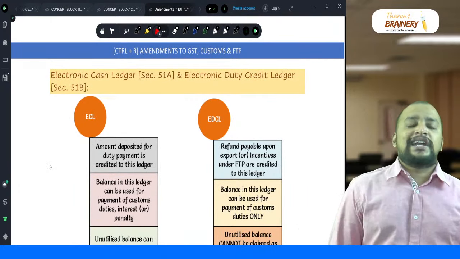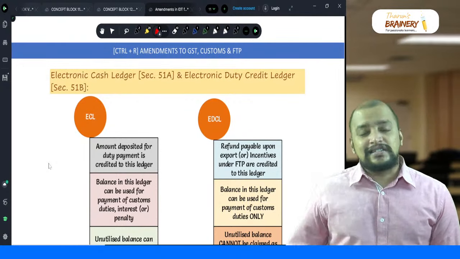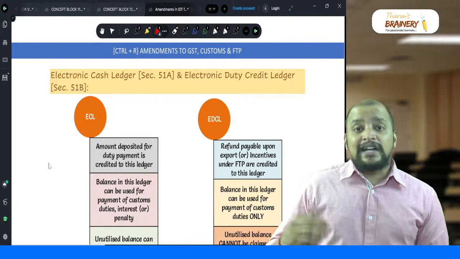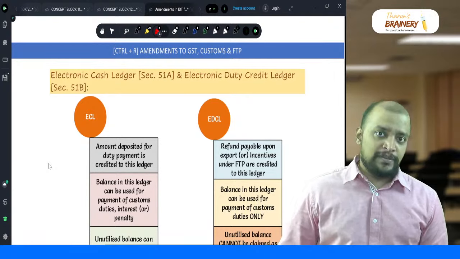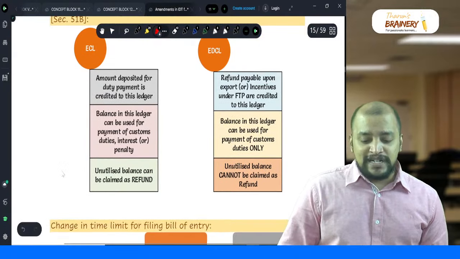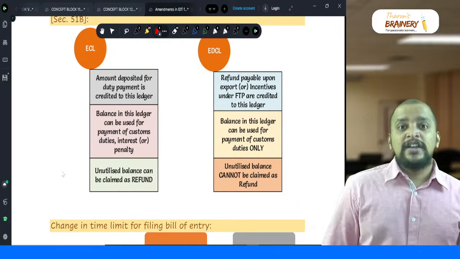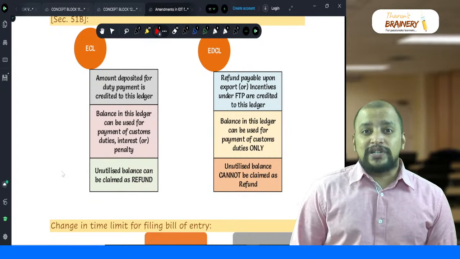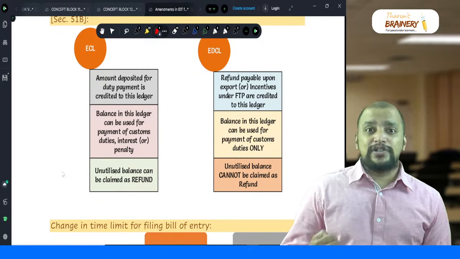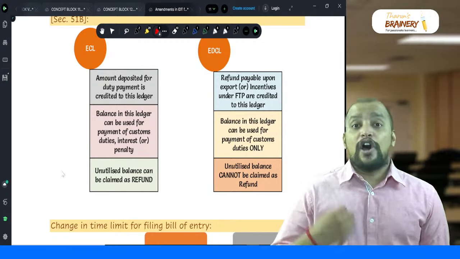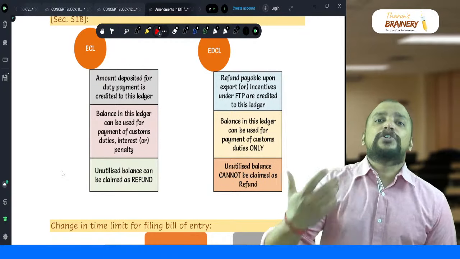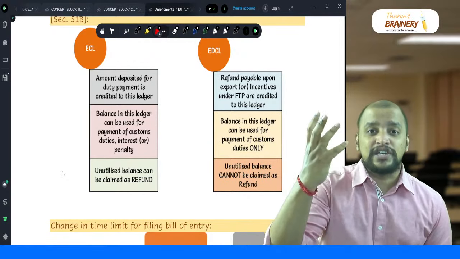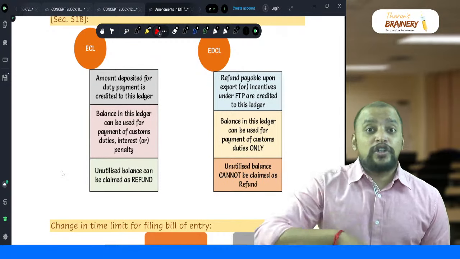Then next we have electronic cash ledger and electronic duty credit ledger. The electronic duty credit ledger and cash ledger concept got created in customs. It was there already in GST, where the electronic cash ledger was already there, and electronic credit ledger regulations have been developed. Under those regulations, every person, that is importer or exporter, will be given an electronic duty credit ledger. In that electronic duty credit ledger, if there is any duty drawback or refund or incentives that are required to be given to a person, that will be put into the electronic duty credit ledger. This is the amazing creation of Nirmala Chechi, because there should not be any cash outflow.